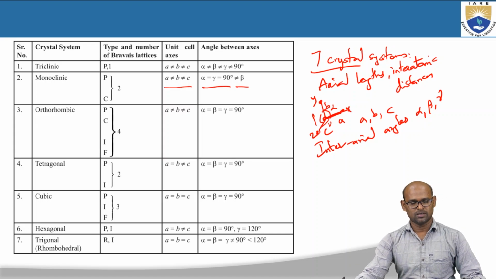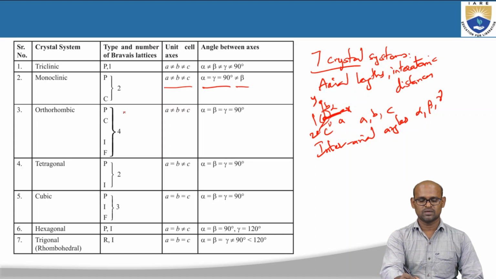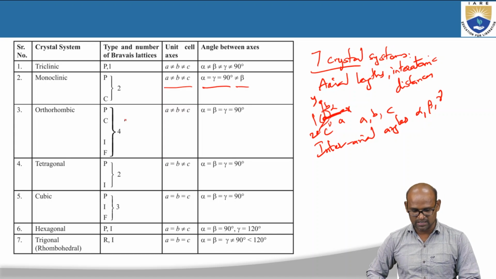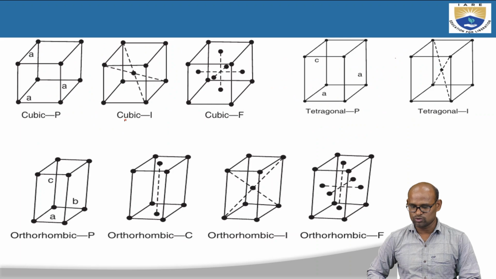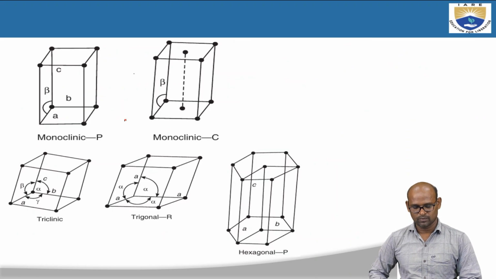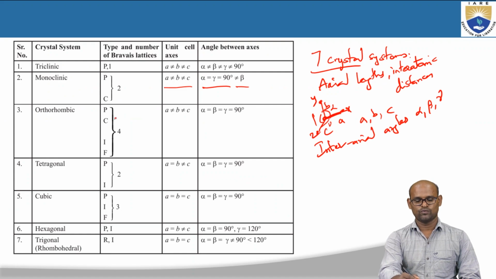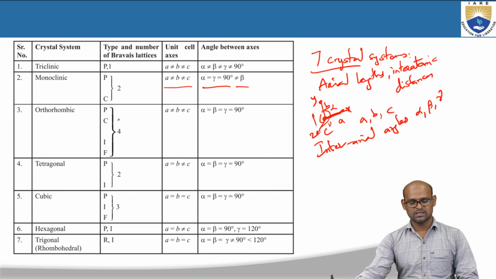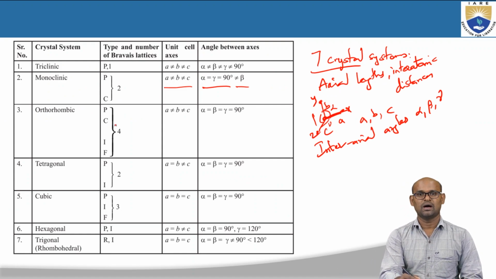Then the orthorhombic crystal system. The orthorhombic crystal system has four different types of lattices, as I showed here: four different types of Bravais lattices, including face centered and body centered.